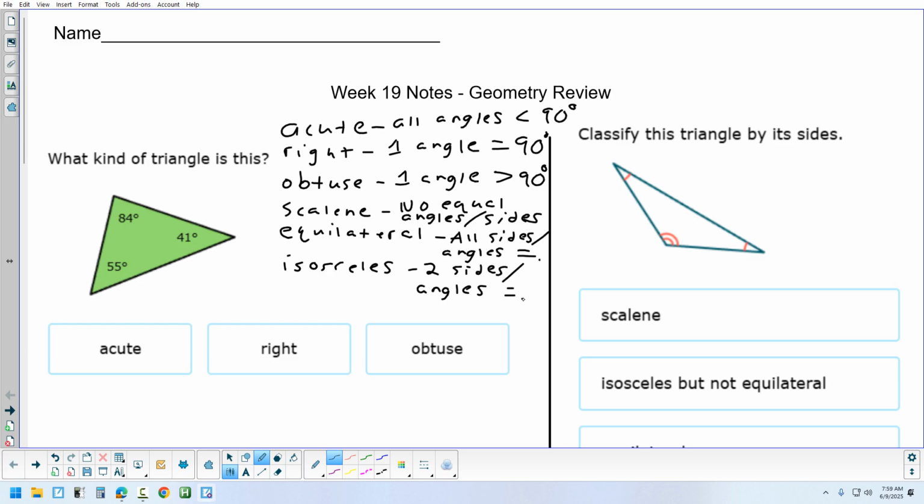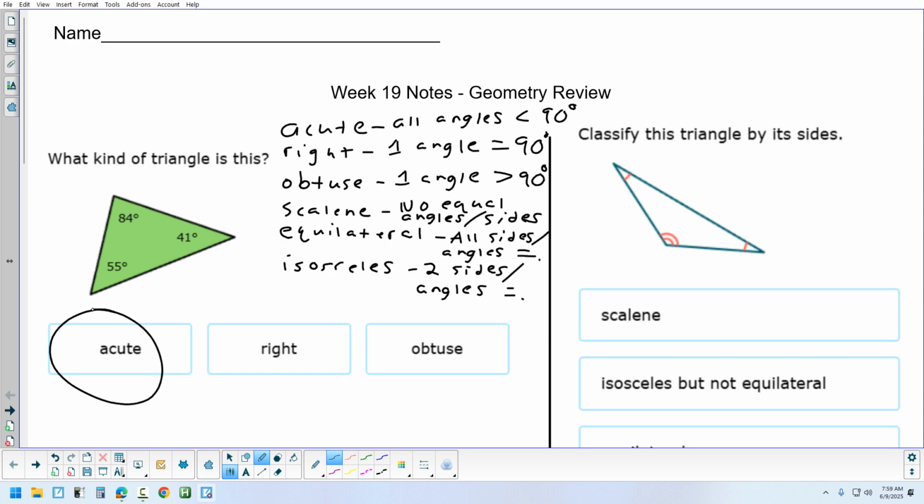All right, so the first one, they give you angles of 84, 55, and 41. Out of those 3 choices, is that one acute, right, or obtuse? Yep, that's acute. It's also scalene, but that's not a choice. Right? But all the angles are different.